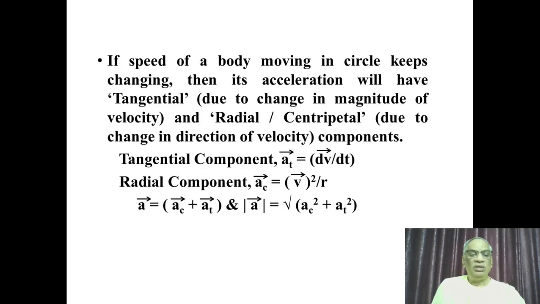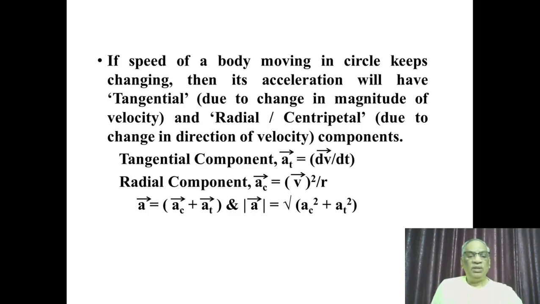If the speed of the body moving in a circular path keeps changing, that means the body is moving with some acceleration, then its acceleration will have two components. One is tangential, due to change in the magnitude of velocity, and the other is radial centripetal, due to change in direction of velocity. The tangential component is given by AT bar is equal to dV by dt, the rate of change of linear velocity. The radial component AC bar is given by V square by R. The net acceleration is A bar is equal to AC bar plus AT bar, and the magnitude of A bar is the square root of AC square plus AT square.